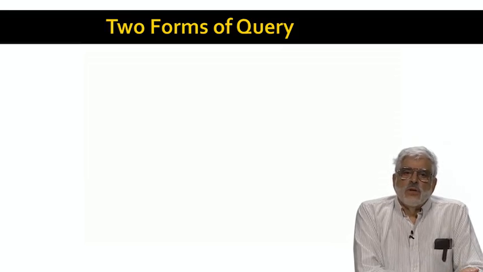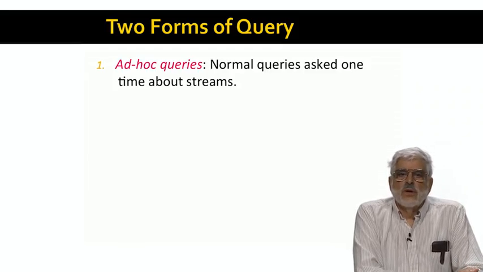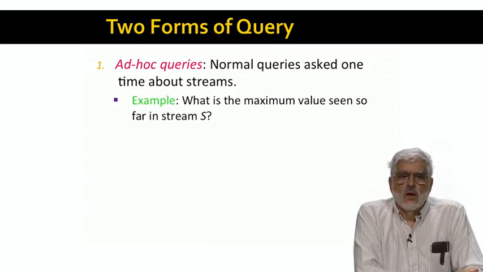Streams can be queried in two modes. The first is similar to the way we query a database system. You ask a query once and expect an answer about the state of the system at the time you ask the query. For example, what is the maximum value seen in the stream from its beginning to the exact time the query is asked? This question can be answered by keeping a single value, the maximum, and updating it if necessary each time a new stream element arrives.